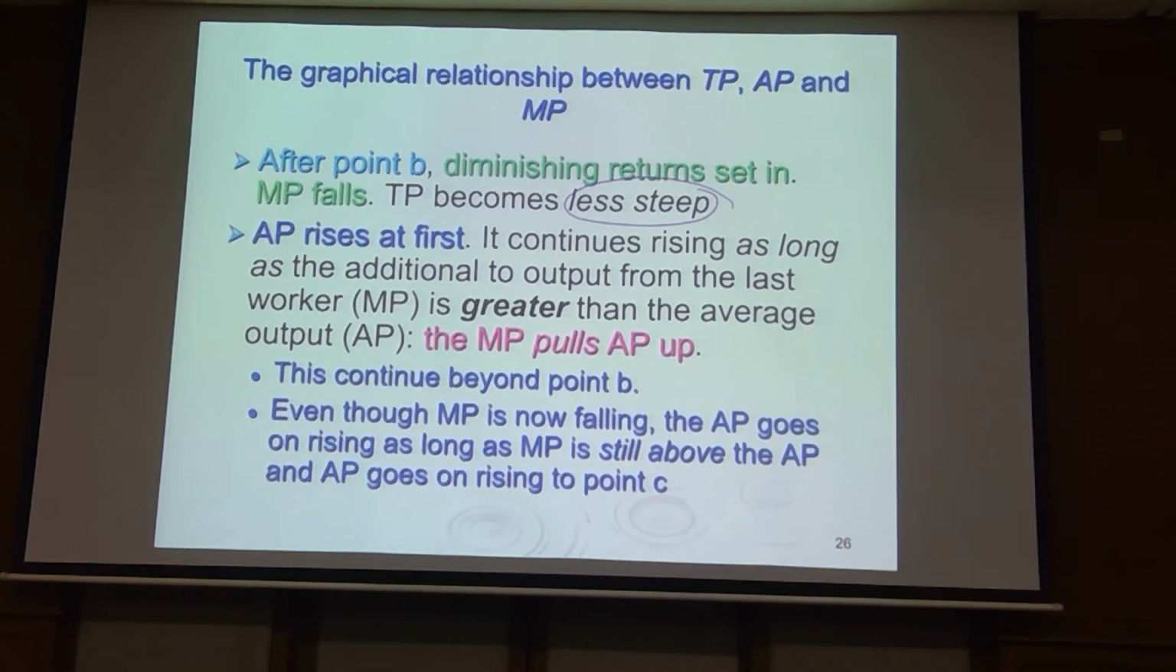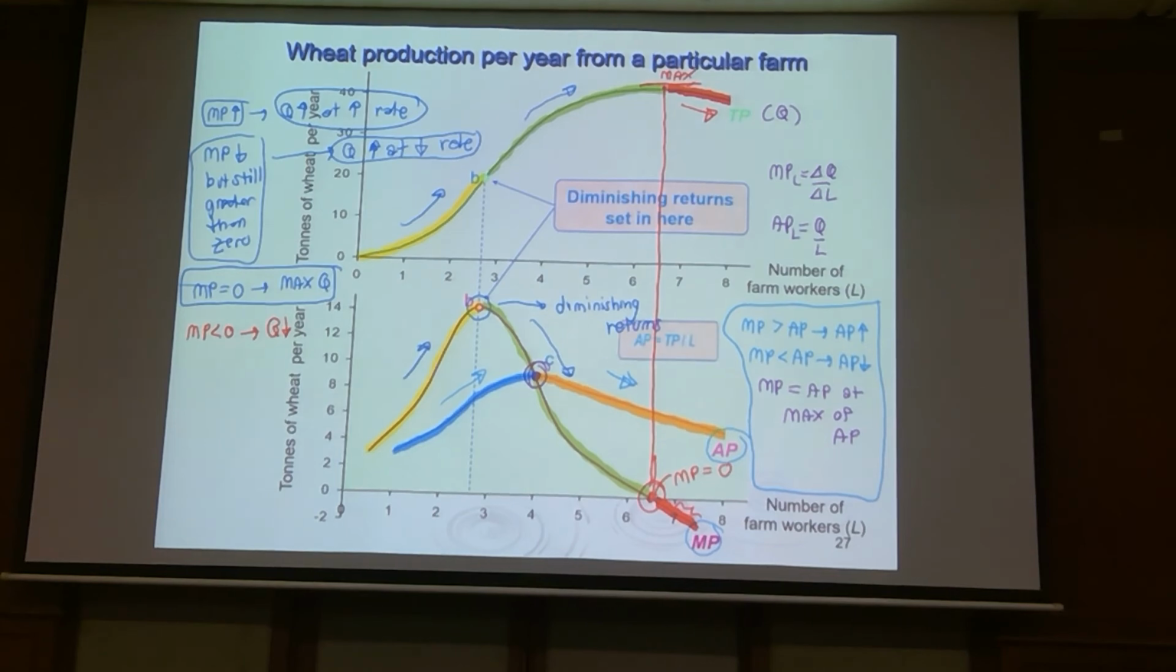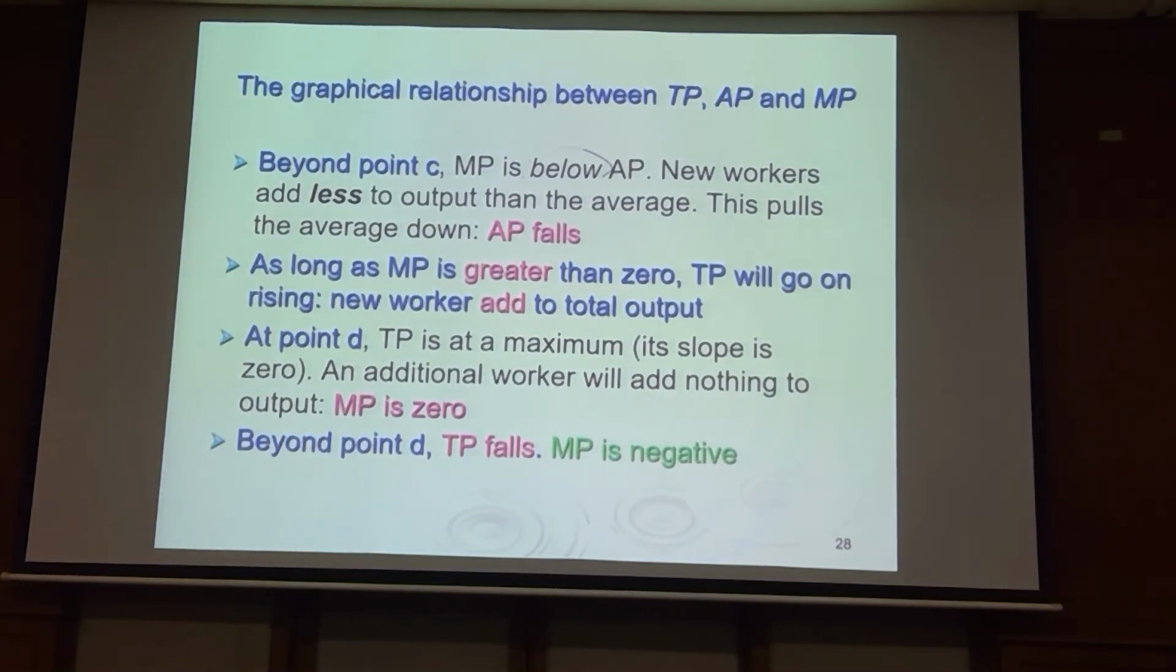For the average product and marginal product, as long as marginal product is greater than average product, it pulls average product up. When marginal product falls but is still above average product, average product continues to increase. But if marginal product is less than average product, you will see average product fall. When marginal product is greater than zero, you continue to get more output as a result of employment. The maximum output that you get occurs where marginal product is equal to zero.